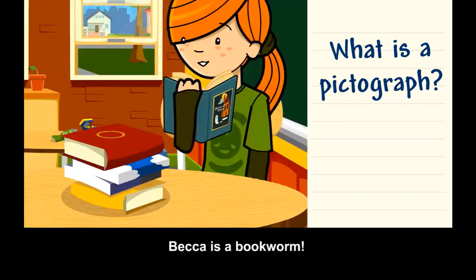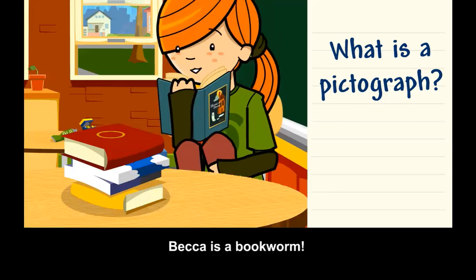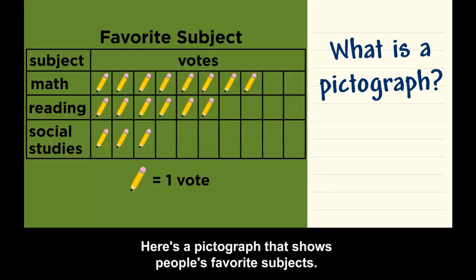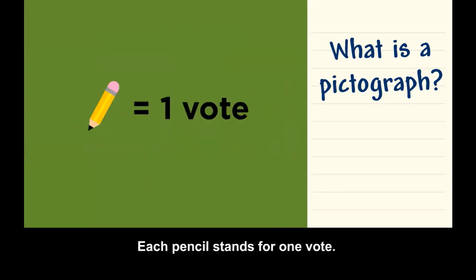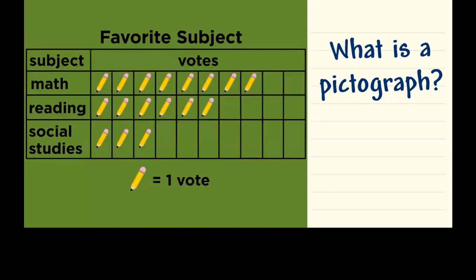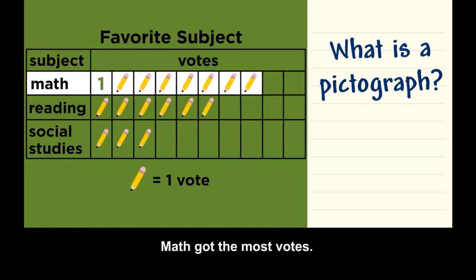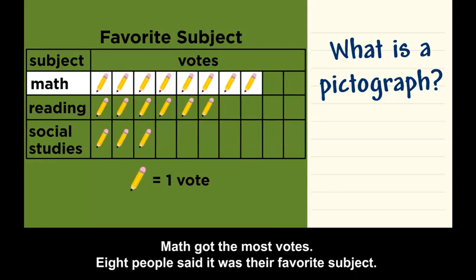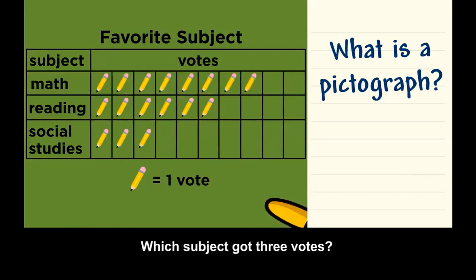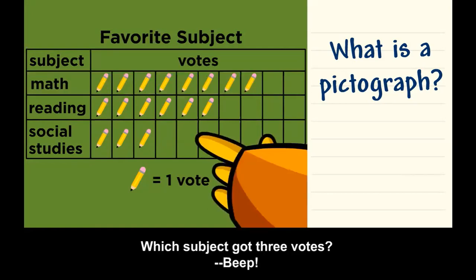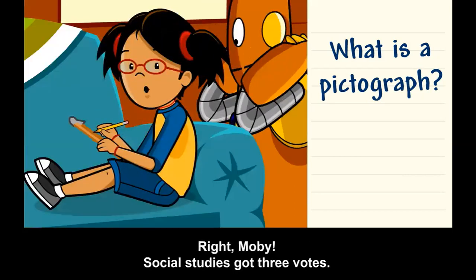Becca is a bookworm. Here's a pictograph that shows people's favorite subjects. What subject do people like best? Each pencil stands for 1 vote. Math got the most votes. 8 people said it was their favorite subject. Which subject got 3 votes? Right, Moby. Social studies got 3 votes.